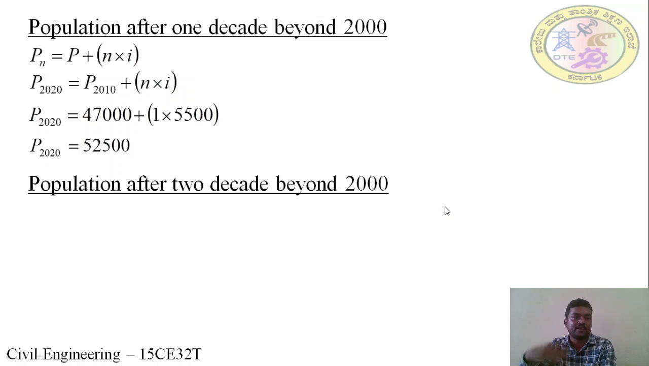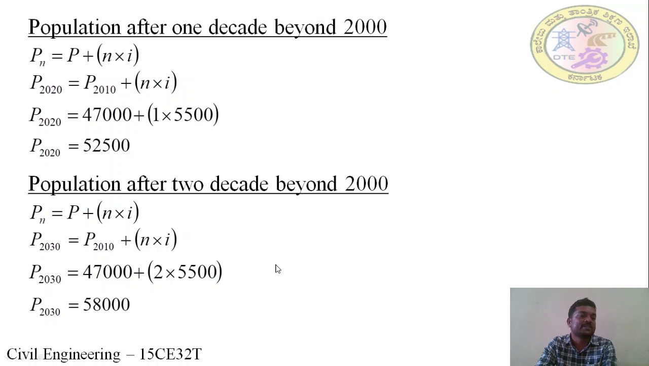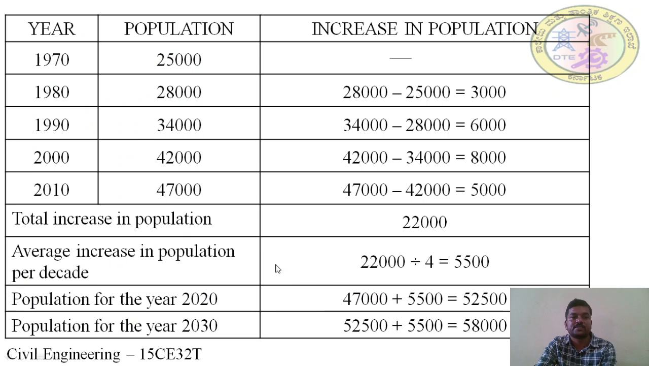Next, we need to find out the population after 2 decades beyond 2000, that is, the population for 2030. For finding out the population for the year 2030, it is equal to 47,000 plus 2 times the average increase in population, which works out to be 58,000.